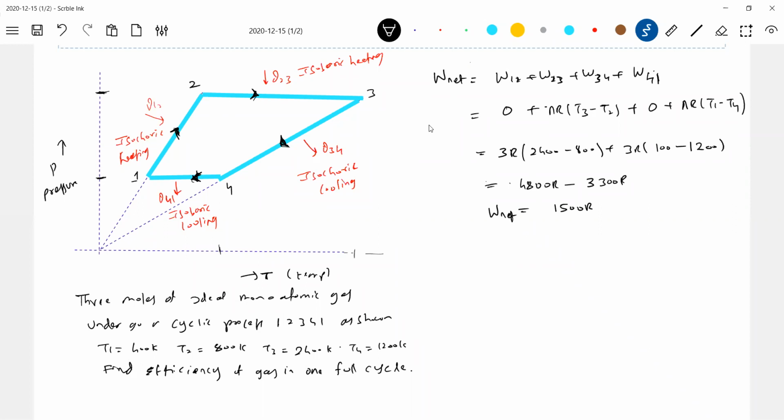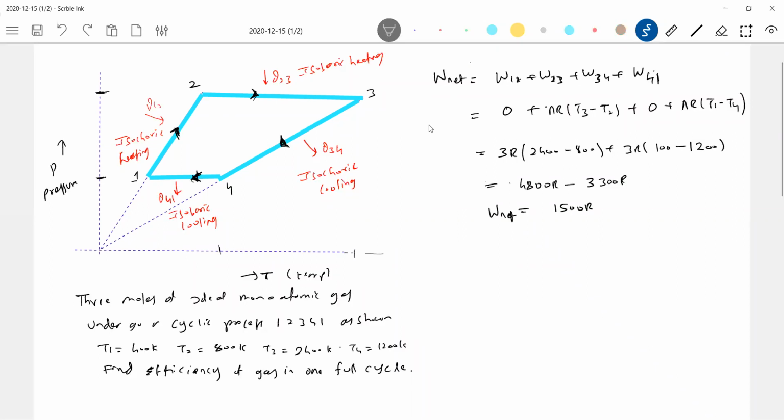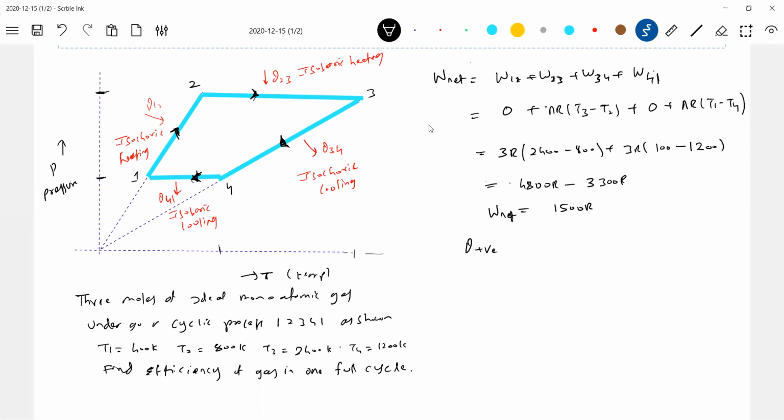What about Q positive, Q negative? Already net work done is what? So Q positive we will calculate. Where is all heat absorbed? Q12 plus Q23. Monoatomic gas, number of moles, CV, T2 minus T1. Sir, T1 is 400, sir. T1 is 400. What I wrote here is 400 only. Yes, sir, you wrote 100. Okay, 800, 2400 it is. How much will we get? 2400 is the answer. Okay, yes, now we'll go for it.